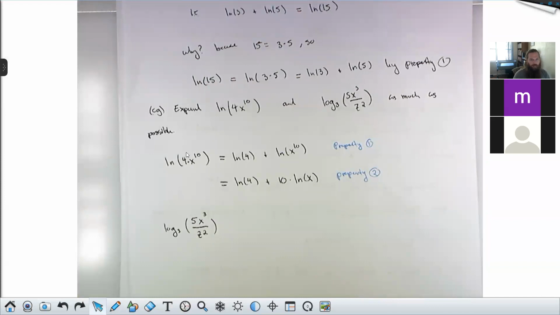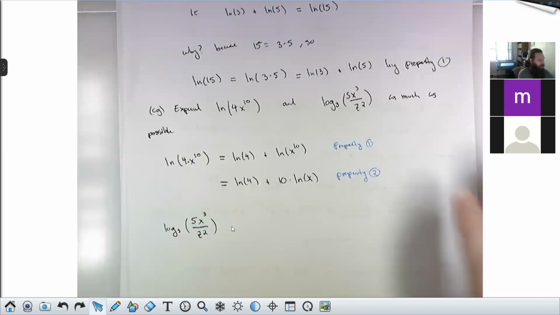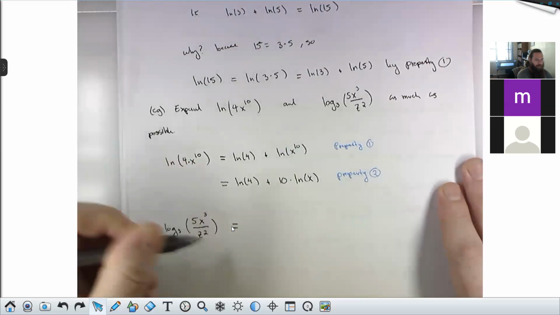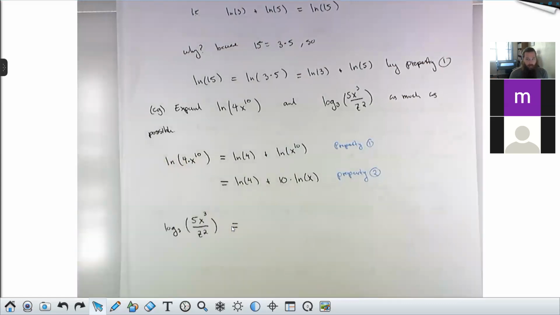Remember, multiplication inside becomes addition outside. Powers inside become multiples outside. And division inside becomes subtraction outside. That was the third property. So I would get started here by saying this is the ln of the top minus the ln of the bottom. I'll say this, listen carefully.